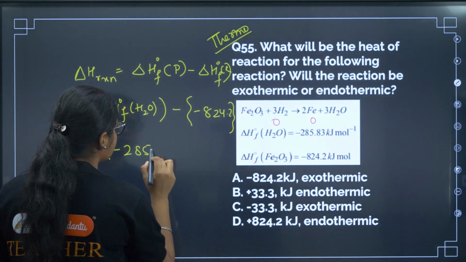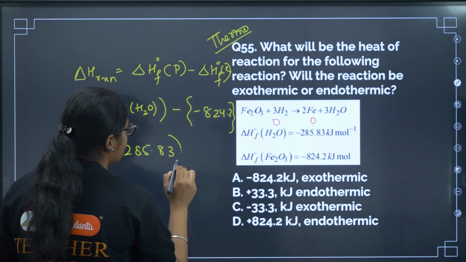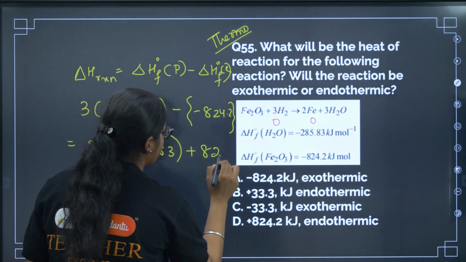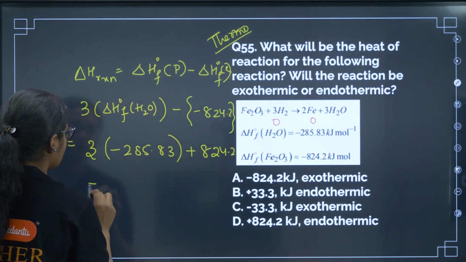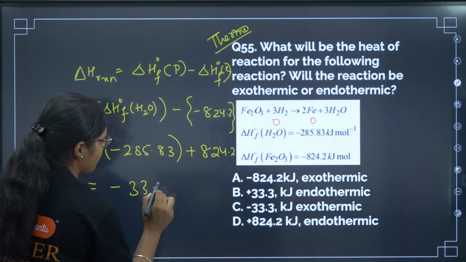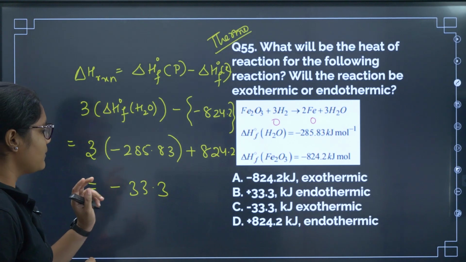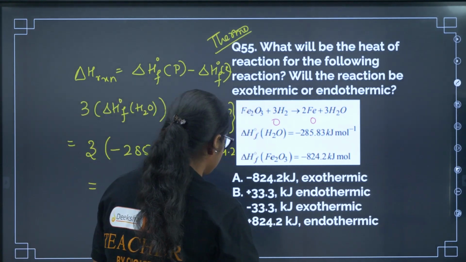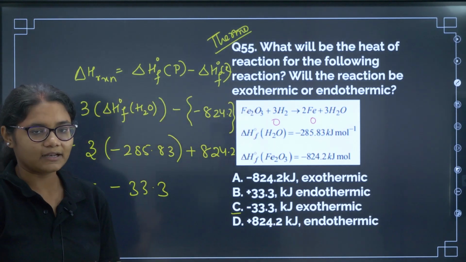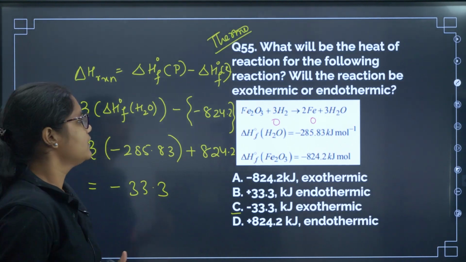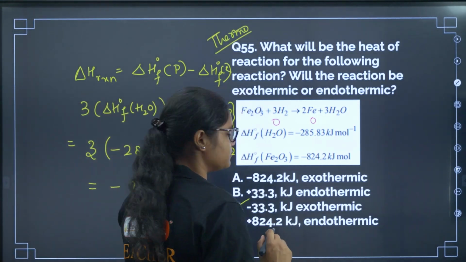So 3 into 285.83 plus 824.2. So if you solve this, you will be getting minus 33.3. Okay, so minus 33.3 is there in option C, and since the delta H is negative, the reaction will be exothermic. So the correct answer for this question is option C.